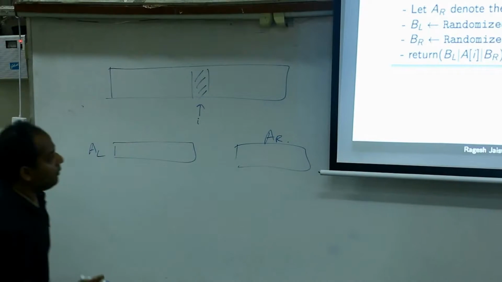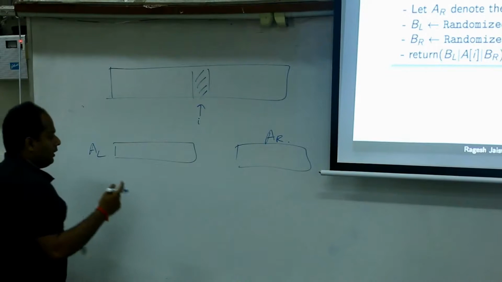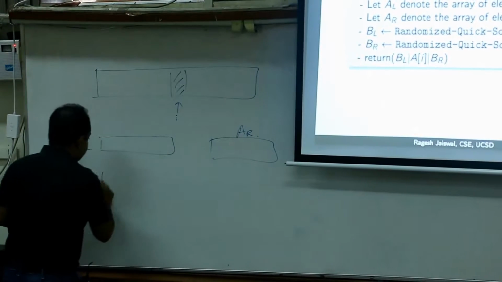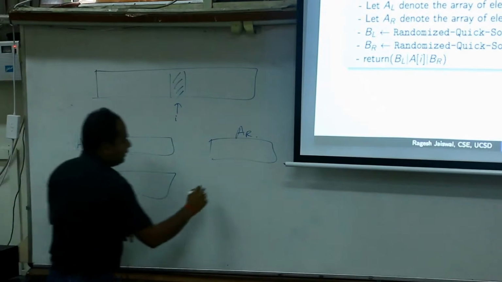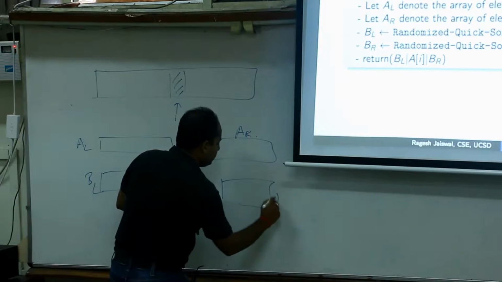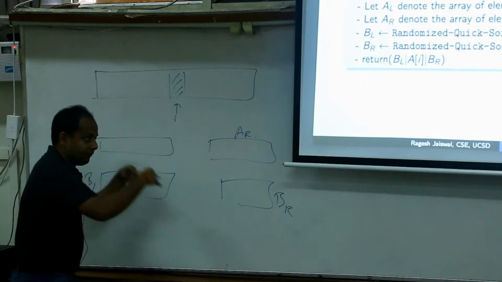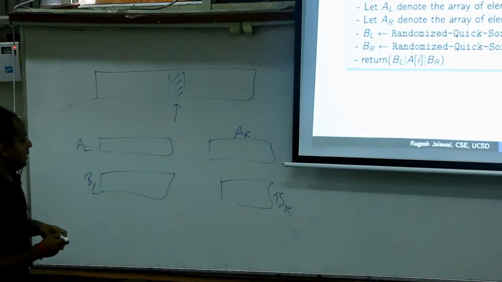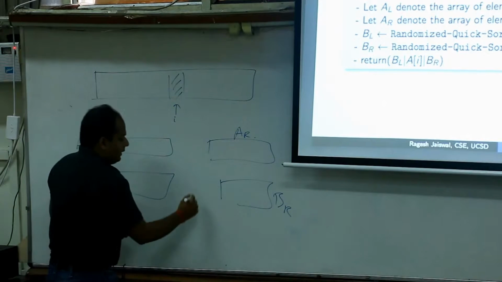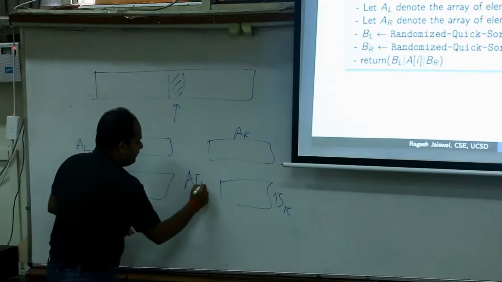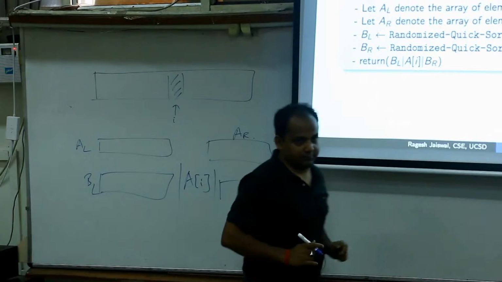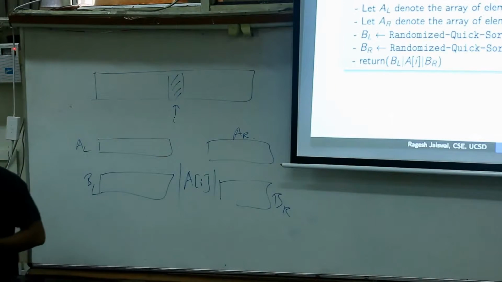Now you just make a recursive call. You run randomized quicksort on this array, and let's call the result BL, and then BR. This is what you get if you make a recursive call. These are the sorted arrays of the left part and the right part, and then your output is just you put A of i in between, and you output this. That's what you do here. Simple, right? And this works.